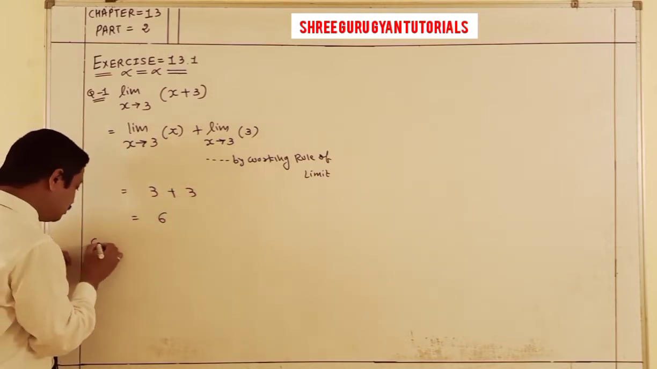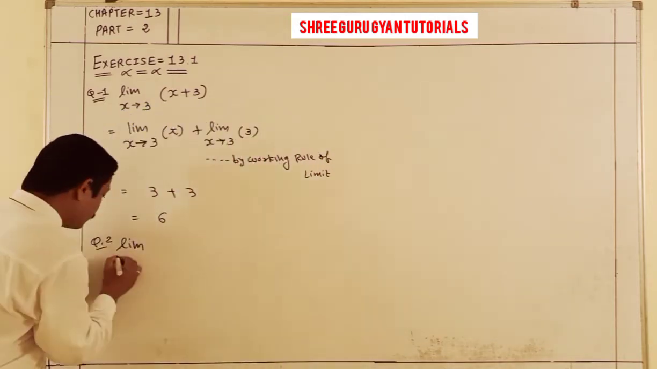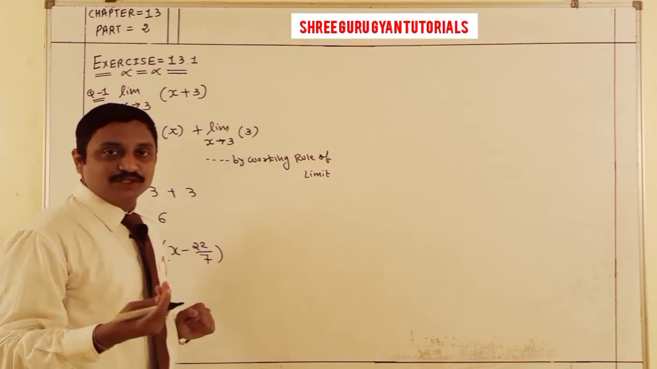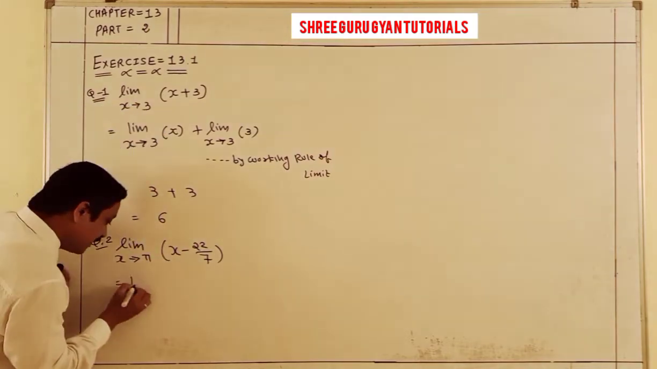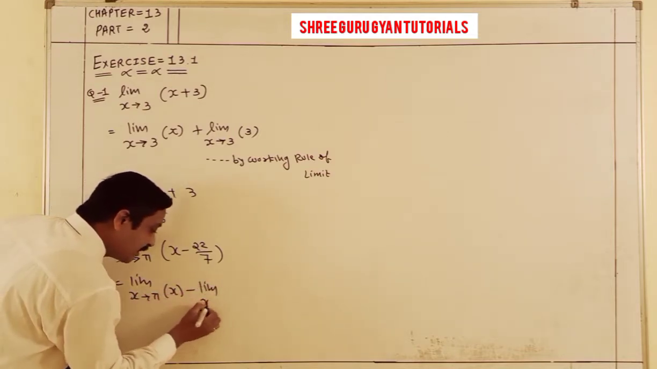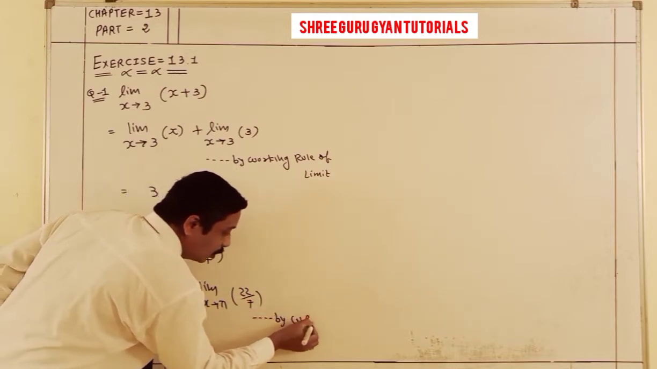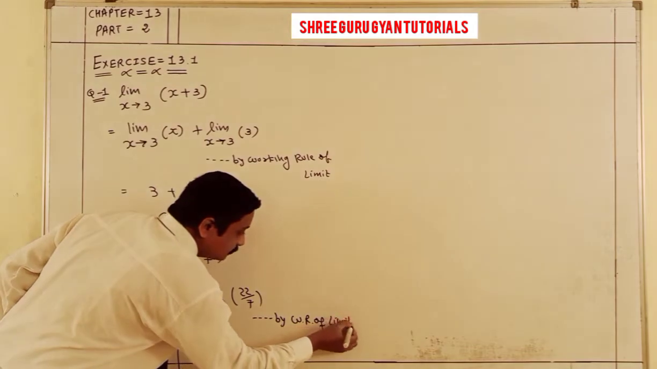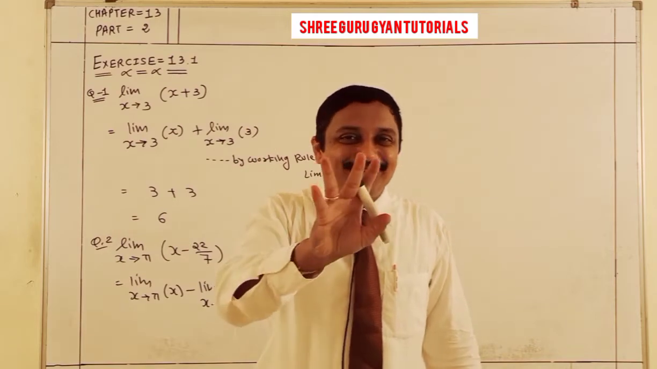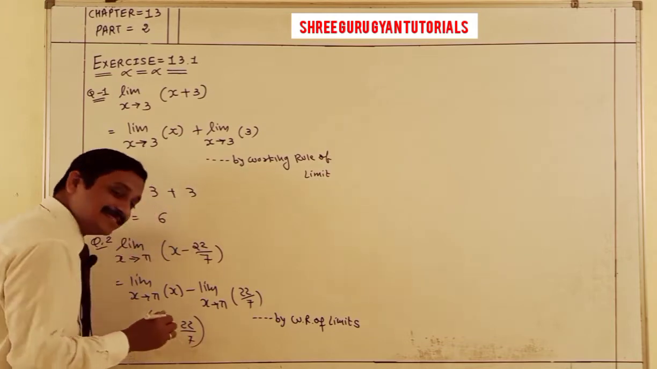Now similarly, question number 2: limit x tends to pi, x minus 22 by 7. Yes students, x minus 22 by 7. Similarly, apply the working rule of limits: limit x tends to pi of x, and limit x tends to pi of 22 by 7. Here I operate the addition working rule, and that applies to subtraction. Only 4 working rules are there. So my answer is pi minus 22 by 7, the constant staying as it is.